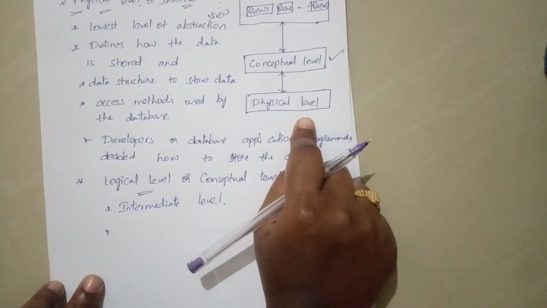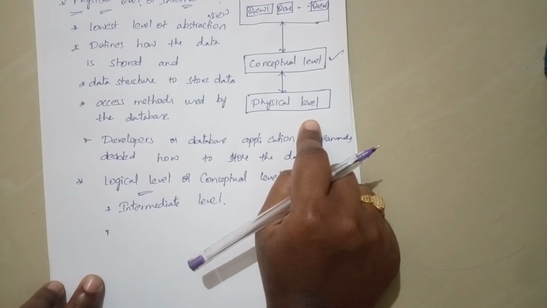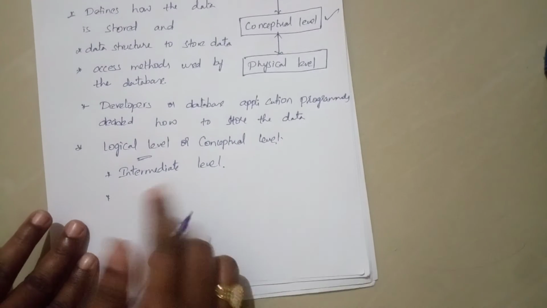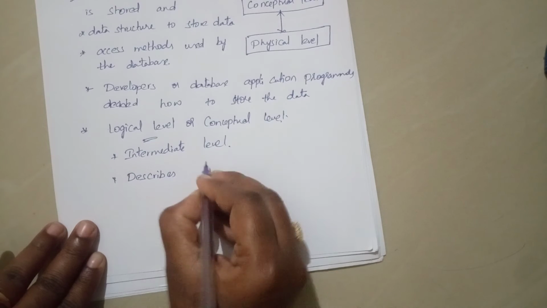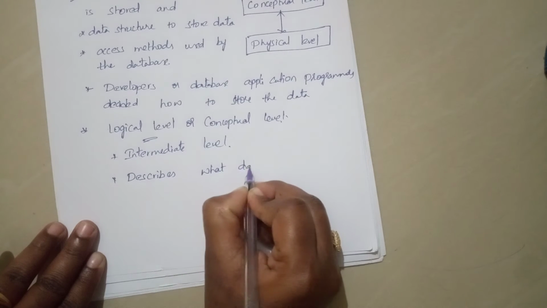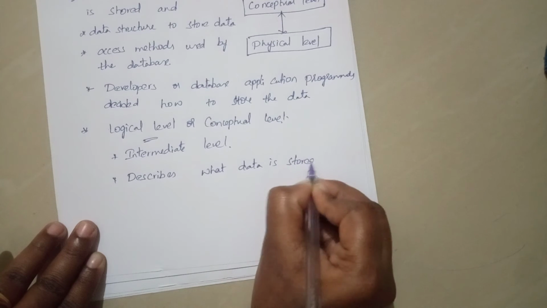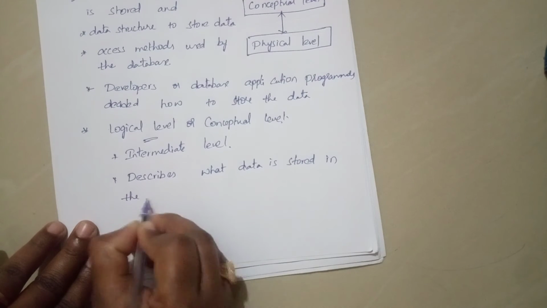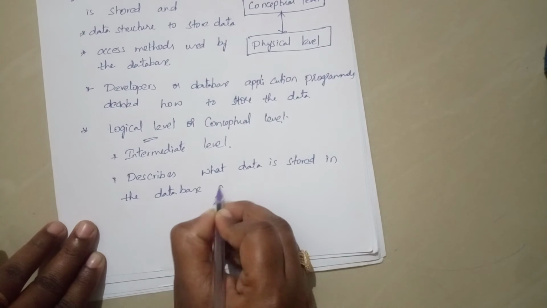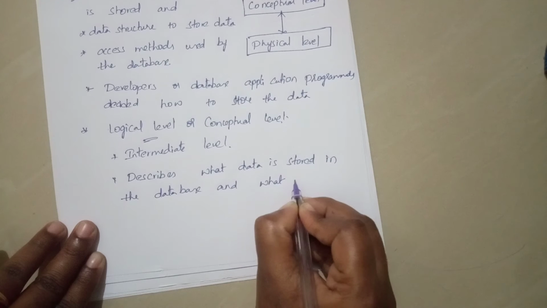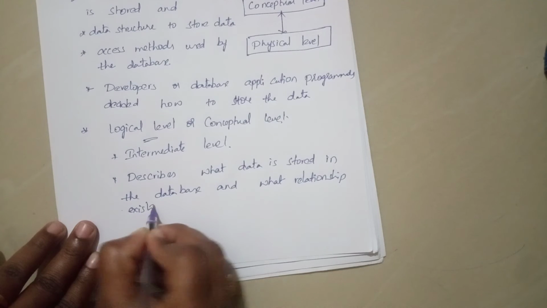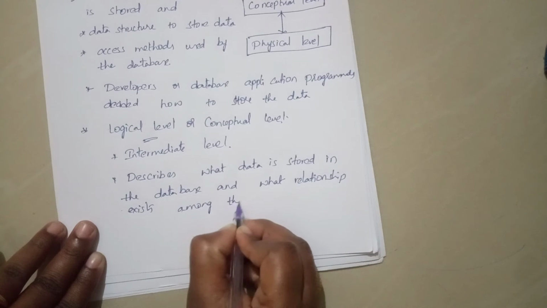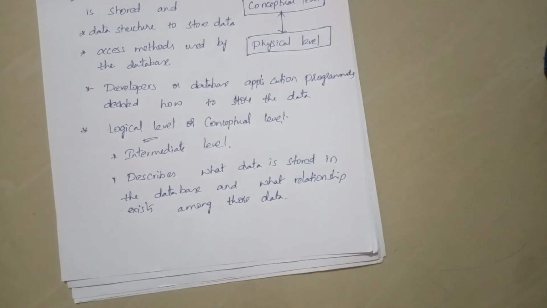So the physical level describes how the data is stored in the database, and the logical level describes what data is stored in the database and what relationships exist among those data.